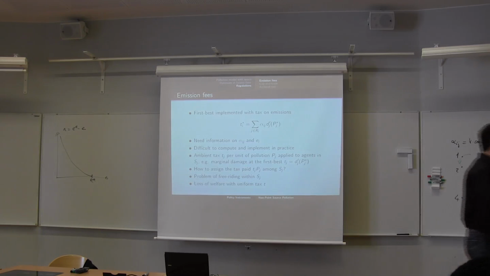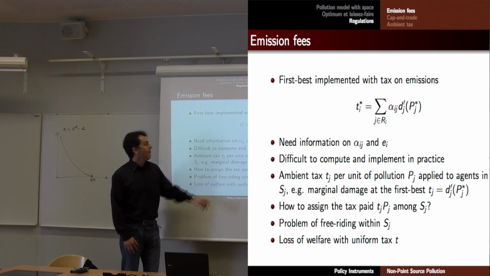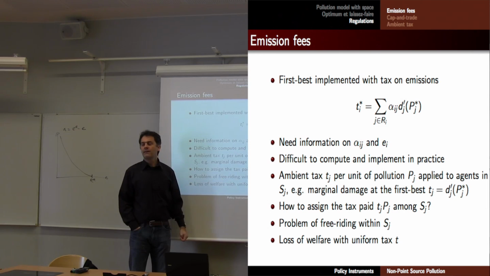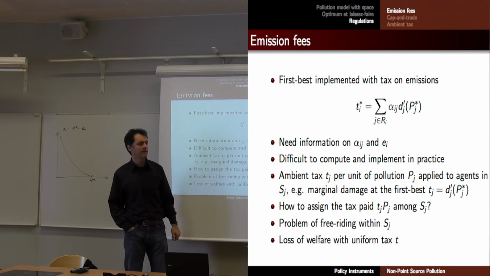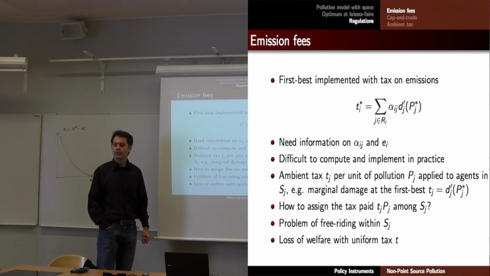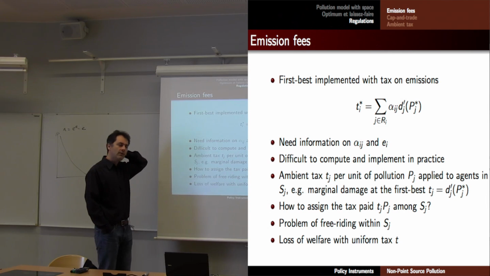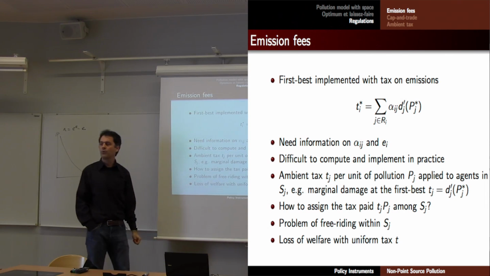What about emission fees? How could you implement the first best with emission fees? You can have a Pigouvian approach, that is, tax emissions according to the marginal damage times the transfer coefficient at the first best. So this will be the Pigouvian tax. But that will imply that you will have different taxation depending on the source, and for the same reason as before, the taxation rate will depend on the transfer coefficient and marginal damage, so it's quite difficult to compute.